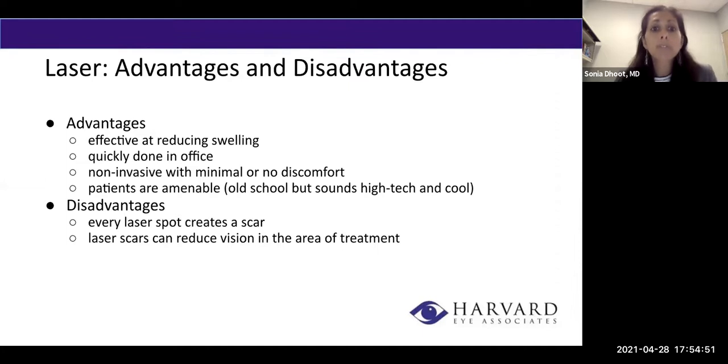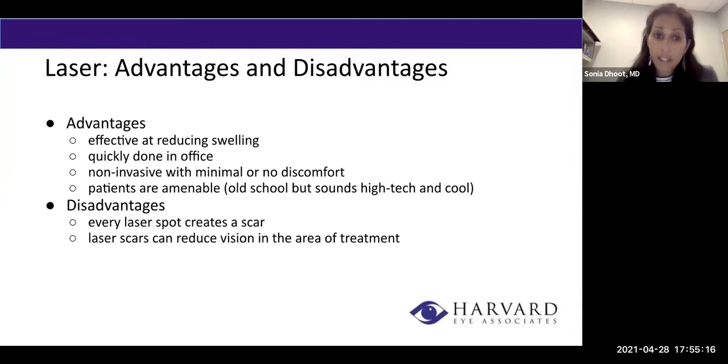Patients are pretty amenable to it. It sounds pretty cool. I can laser your eye and you'll see better. I mean, it's an easy concept to sell. The disadvantage is every time we create a scar with a laser, that's a small little blind spot. If you do it very gently and far away from the center, most people won't notice that blind spot.